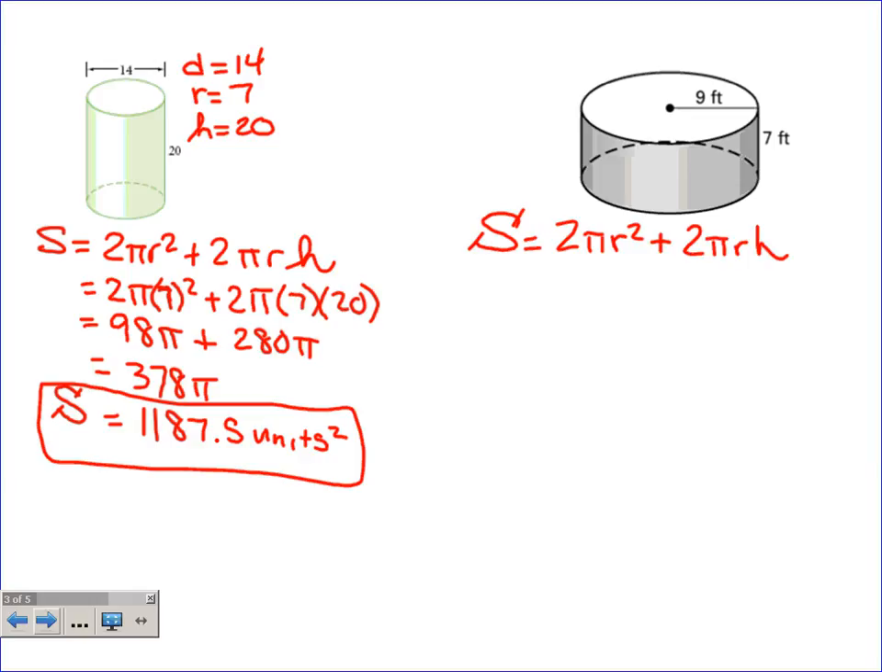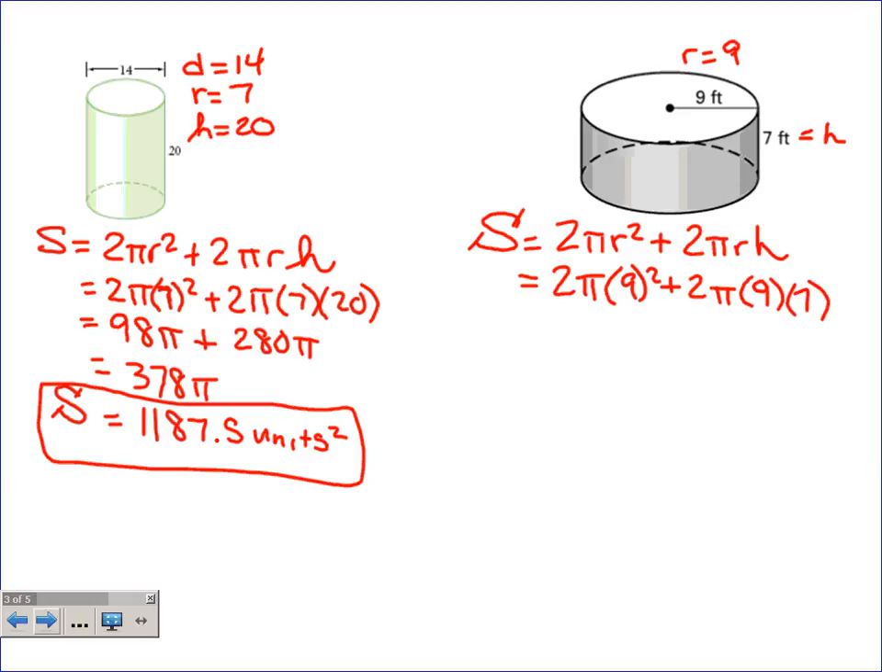How long is the radius for this one? 9 feet, yes. And the height? 7 feet. There we go. Let's substitute. That'd be 2 times pi times what? 9 squared. Plus 2 times pi times r, which is 9, times the height, 7.